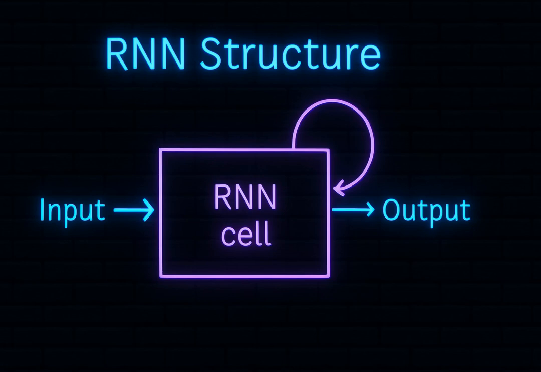The structure of an RNN is simple but powerful. Each unit takes an input, processes it, and passes information not just forward, but also back into itself, creating a loop. This loop is what gives RNNs memory over time.